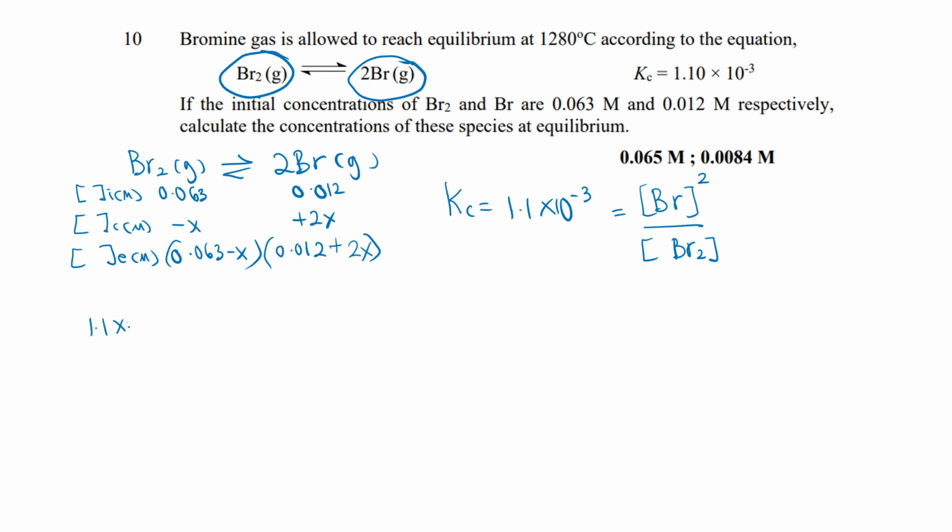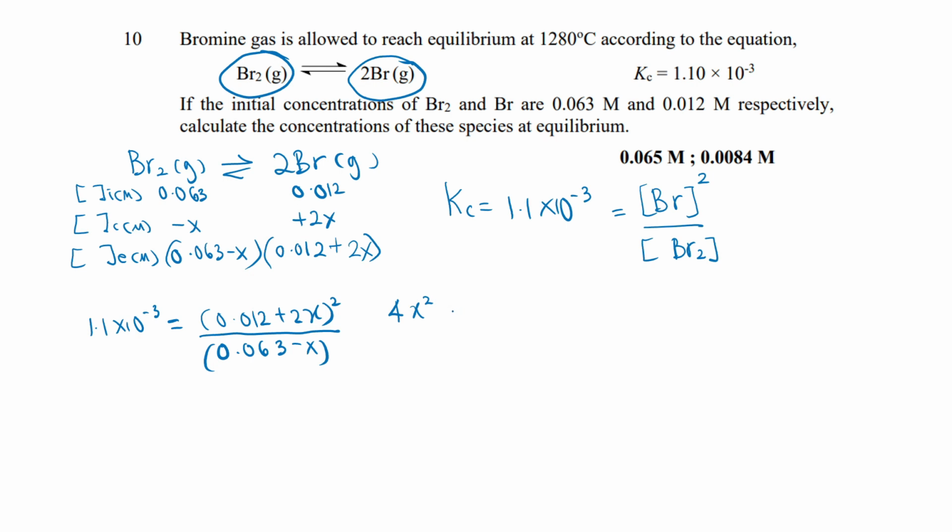So 1.1 exponent negative 3 equal to Br squared. Br is 0.012 plus 2X, so this one is 0.012 plus 2X squared, over Br2 which is 0.063 minus X. Then we expand the equation to form a quadratic expression. Expand, multiply everything out.